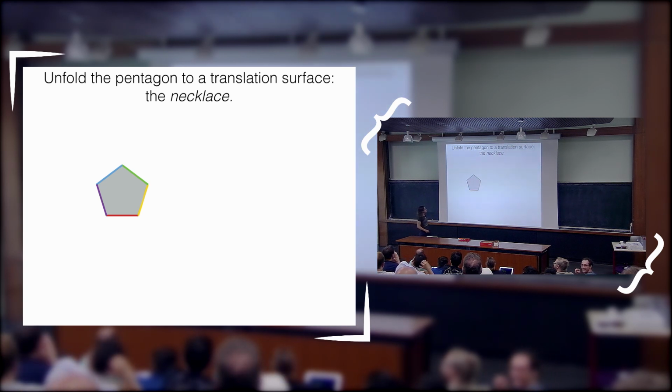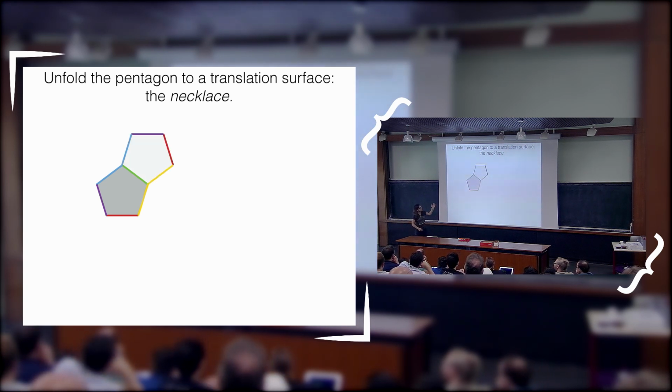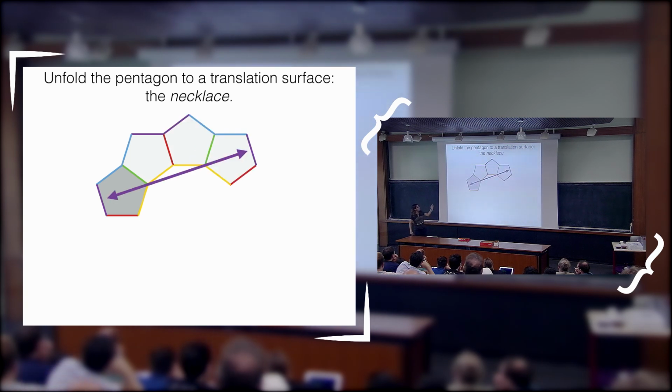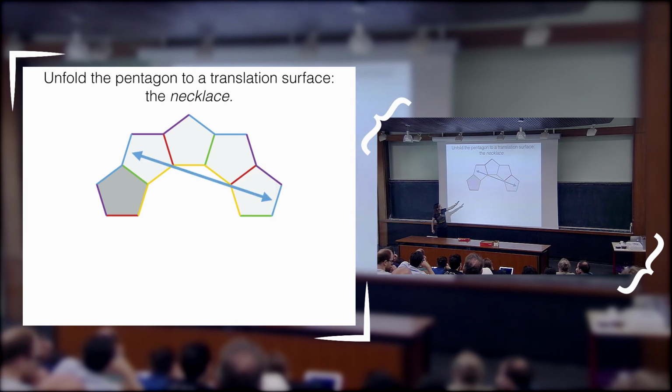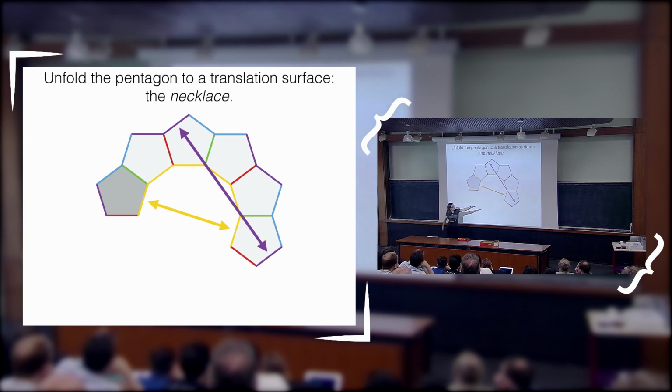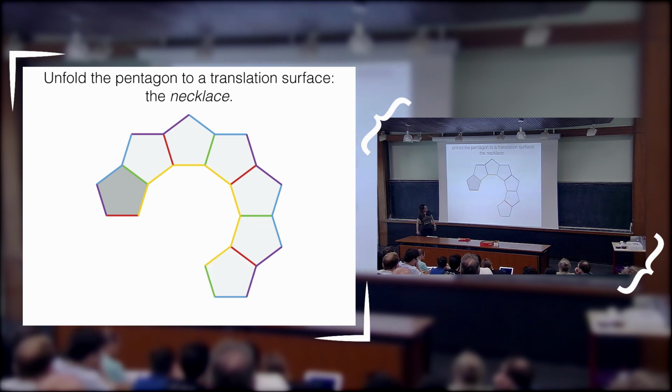OK, so we're going to unfold this until we get every edge having an opposite parallel buddy that it can be glued to. So nothing so far, nothing so far. OK, now these are glued to each other because they're parallel. The next one, the blue ones are glued to each other. The next one, the two purple ones are glued to each other, and also the middle yellow ones have gotten a buddy. So this is how the gluing goes around the thing.